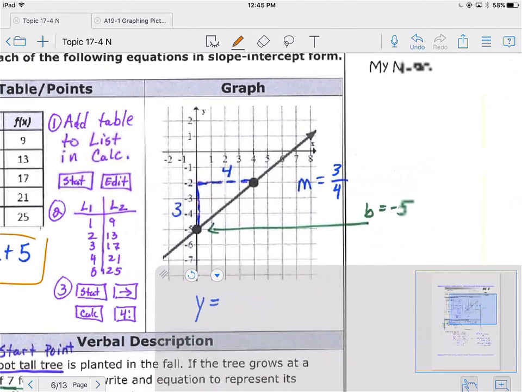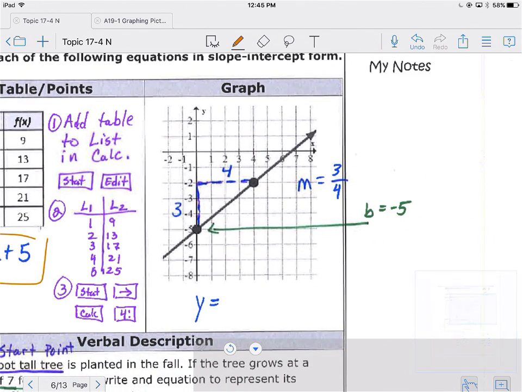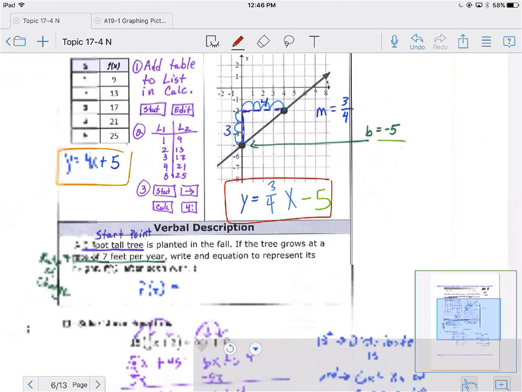You just take your list 1 and list 2, make your calculator match your paper, stat calc 4. If we're given a graph, M and B, remember, are your slope and your starting points. We start on the y-axis at -5. And my slope is found by going from point to point, so up 3, right 4, so my slope is 3/4. Remember that slope and x go together, so 3/4 x go together, and then a -5.